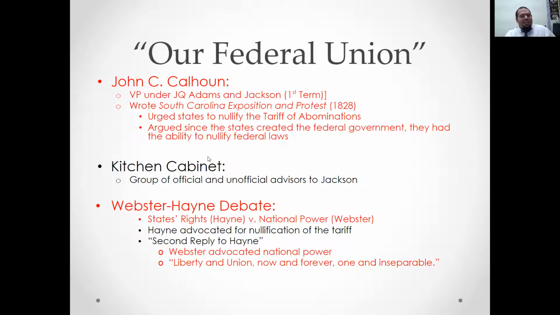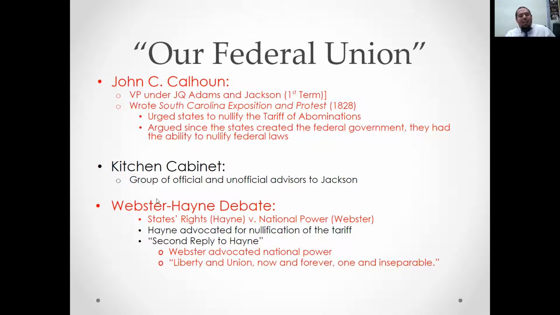Under Jackson, you also have this thing called the Kitchen Cabinet, a group of official and unofficial advisors to Jackson. So they're not really held responsible for the things that Jackson eventually enforces, passes. Because they're unofficial, they're not actually part of the government.